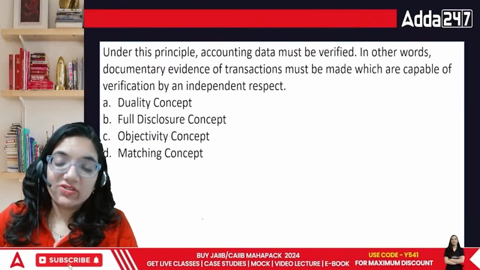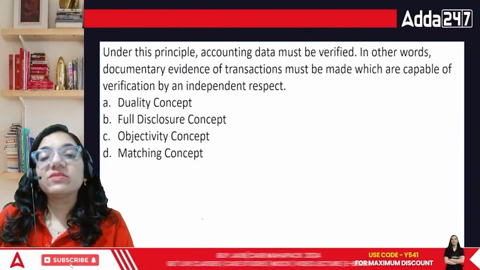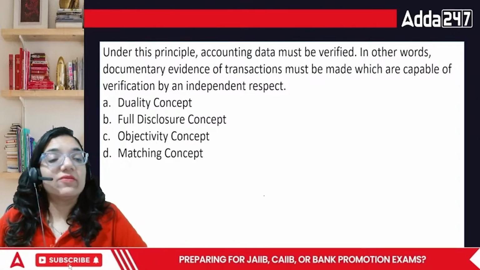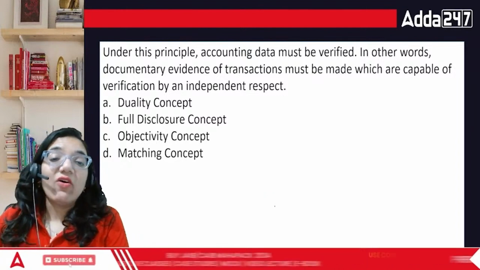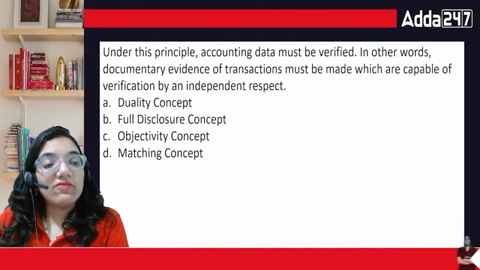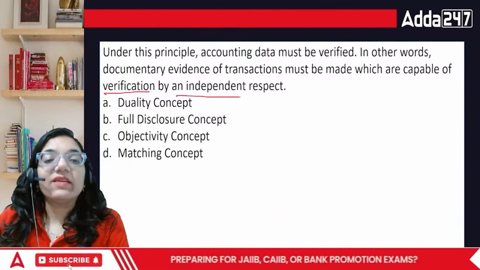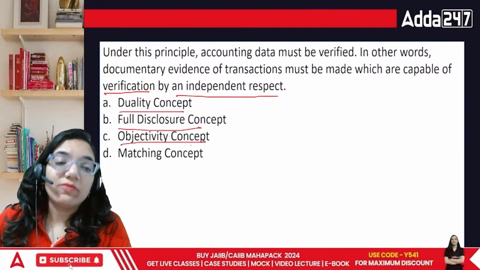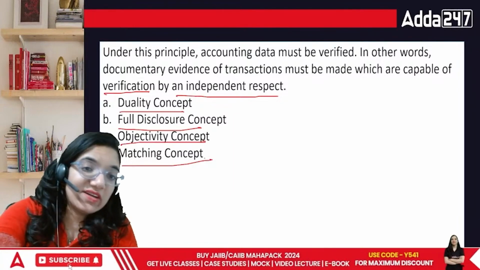Okay, moving on to the next question. Under this principle, the accounting data must be verified. In other words, documentary evidences of transactions must be made which are capable of verification by an independent person. Duality concept, full disclosure, objectivity, or matching concept. What's the answer, everyone?